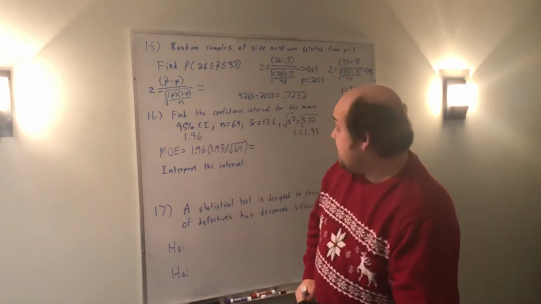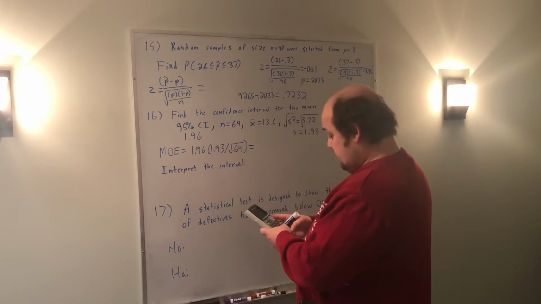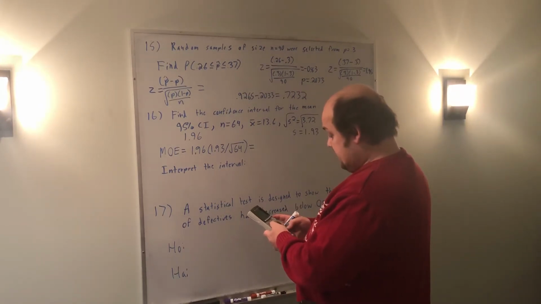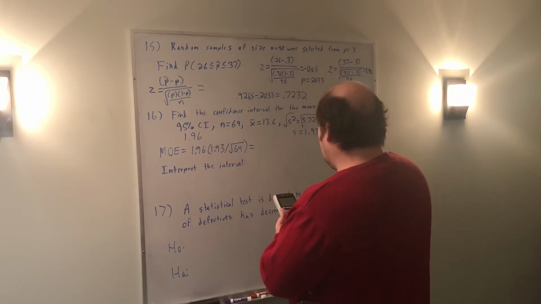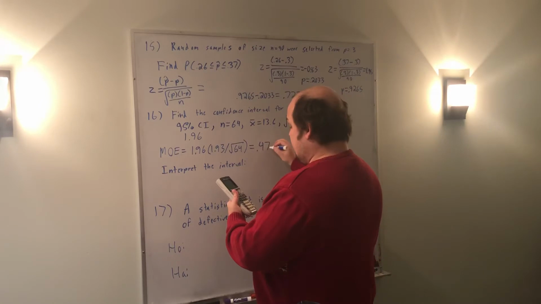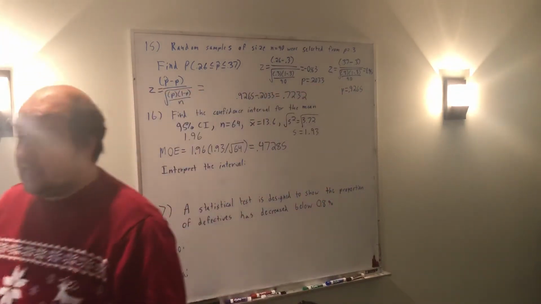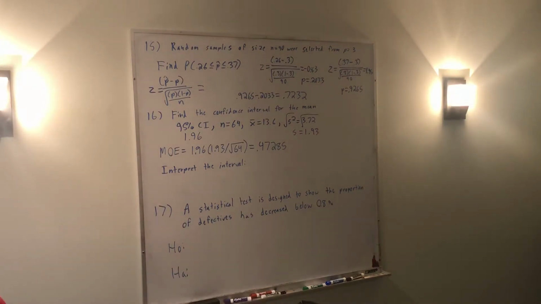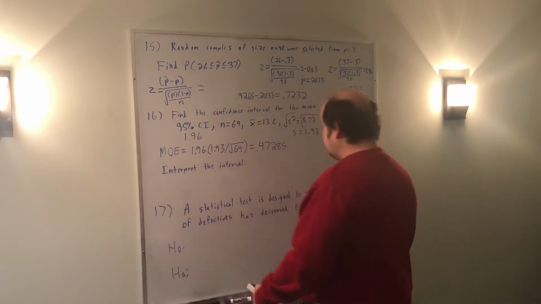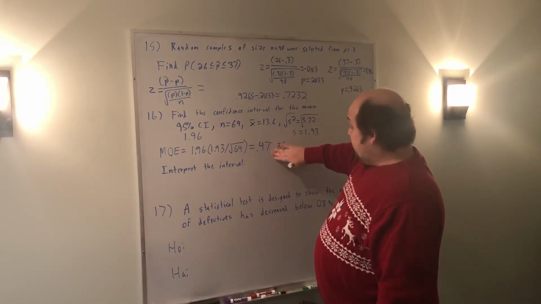When I put that into my calculator, 1.96 times (1.93 divided by the root of 64), I get an answer of 0.47285. I want to look back and see what the decimal places they wanted. So it says 2 decimal places. For 2 decimal places, I'm just going to go to 0.47.